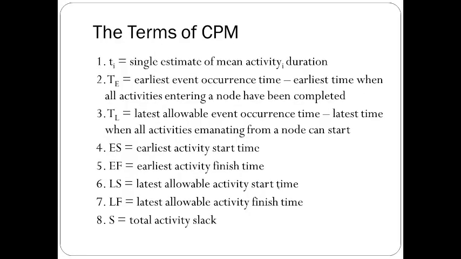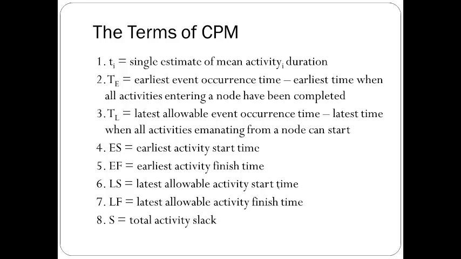Some terms, those are the terms that we'll put on our network. A t_i, a single estimate of the mean activity duration. Those values here are the t_i's. And a capital T earliest, the earliest event occurrence time. Let me ask you a question. What's the event on this network? The arrows or the circles? The circles. The circles are the events. All those arrows are activities.